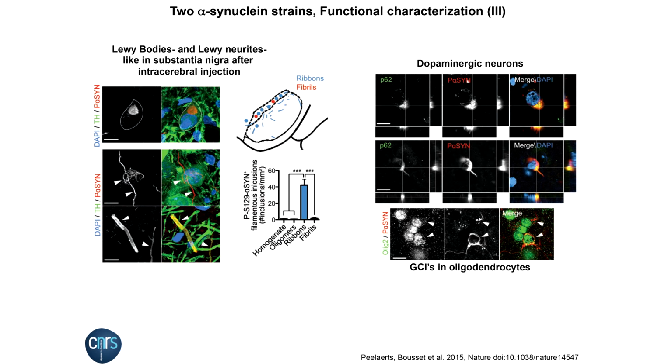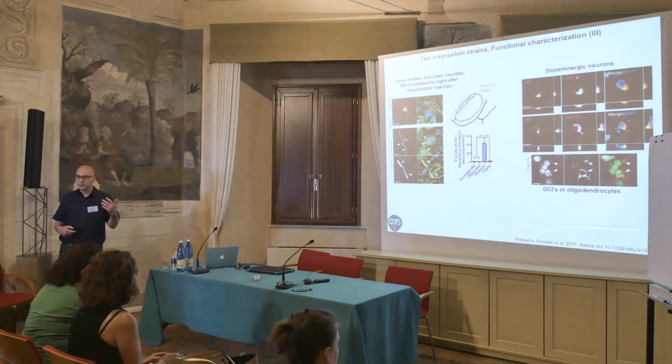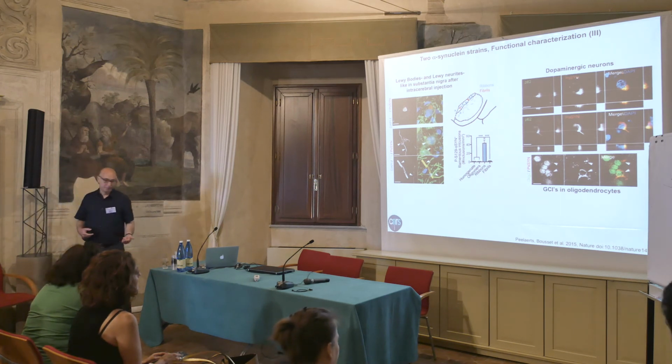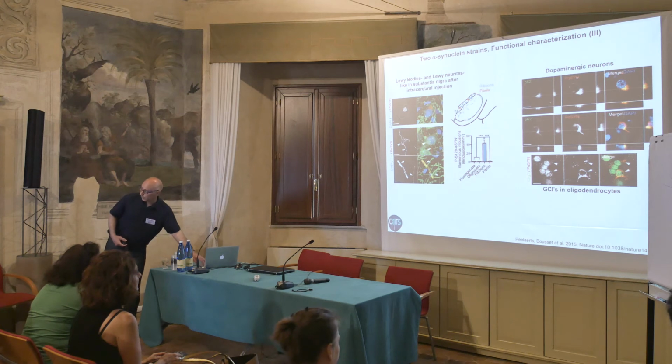Then we looked at whether these aggregates go to the dopaminergic neuron, and whether they have the typical staining of Lewy bodies. So we used this protein, P62, which is a ubiquitin binding protein. And you can see here that not only is the exogenous alpha-synuclein phosphorylated, but it also is ubiquitinated. And when we looked at the oligodendrocyte, we had GCIs with ribbons, not with fibrils. So there are differences between the two forms in vivo.